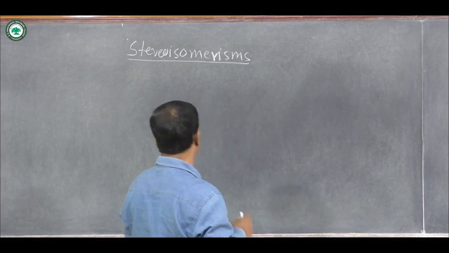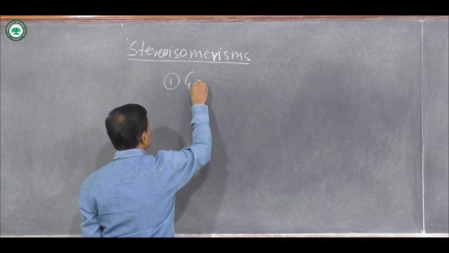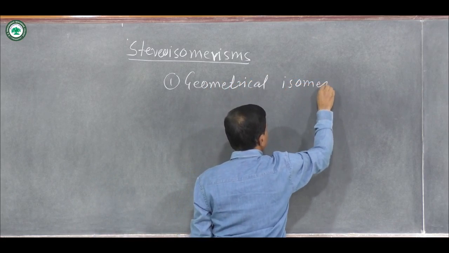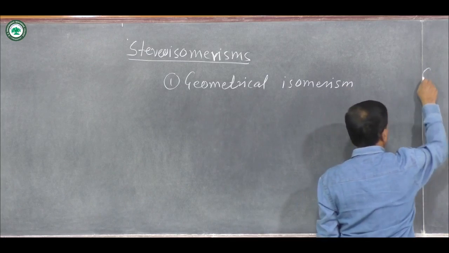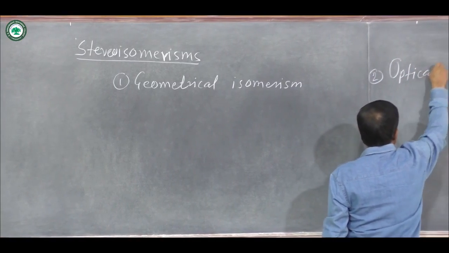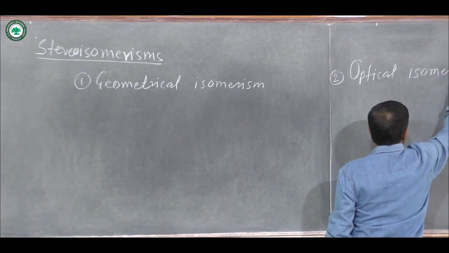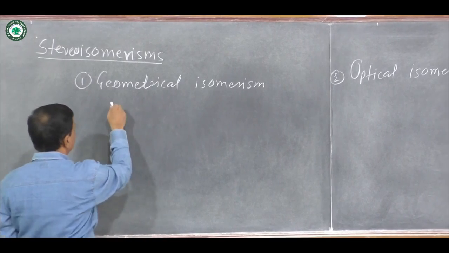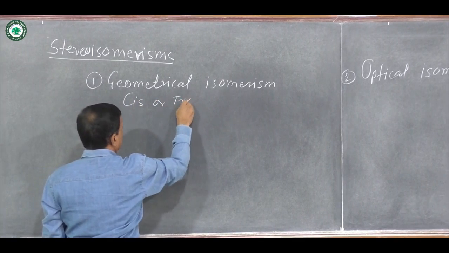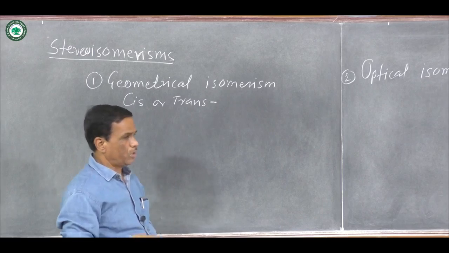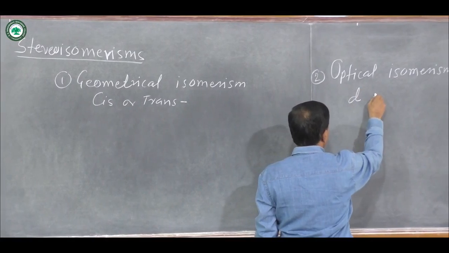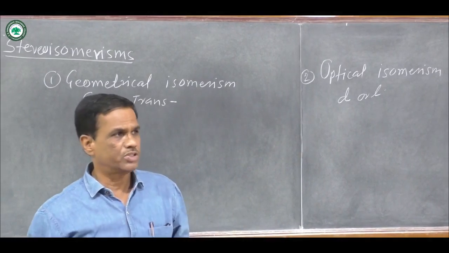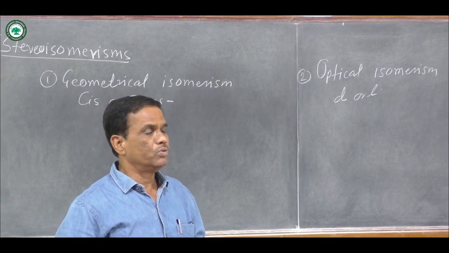There are two types of stereoisomerism. One is known as geometrical isomerism, and the second is known as optical isomerism. The first type is geometrical isomerism, also known as cis or trans isomerism. And in optical isomerism, there is a formation of dextrorotatory or levorotatory compounds. Actually, here geometrical isomers are known as cis-trans isomers and optical isomers are the dextro and levo forms of the isomers.